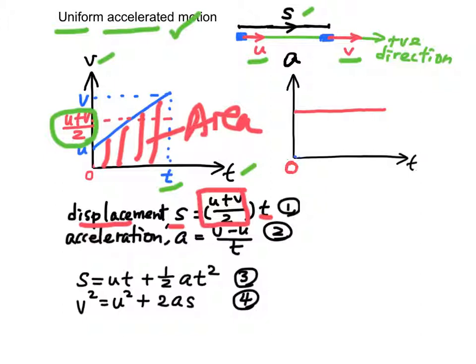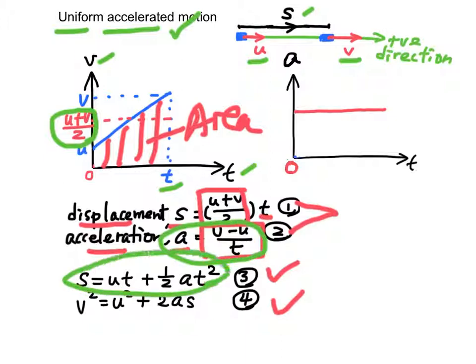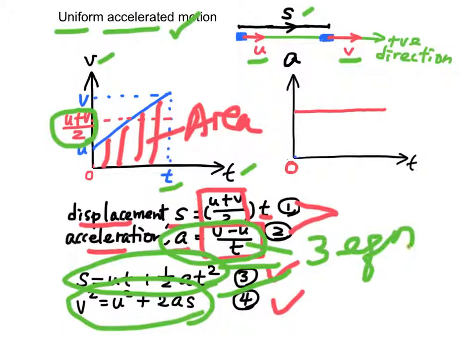Also, acceleration a equal to v minus u over t. By using equations 1 and 2, we can have two more equations, which are s equal to ut plus half at squared and v squared equal to u squared plus 2as. And equations 2, 3, and 4 are called the three equations of motion.